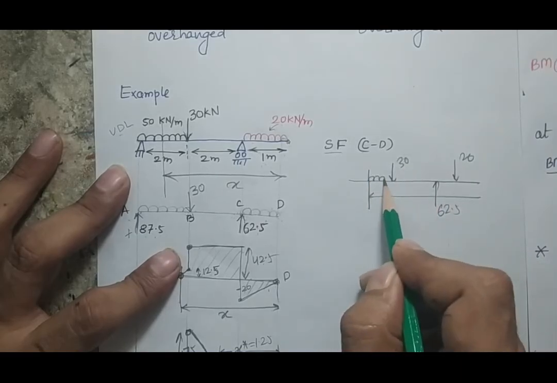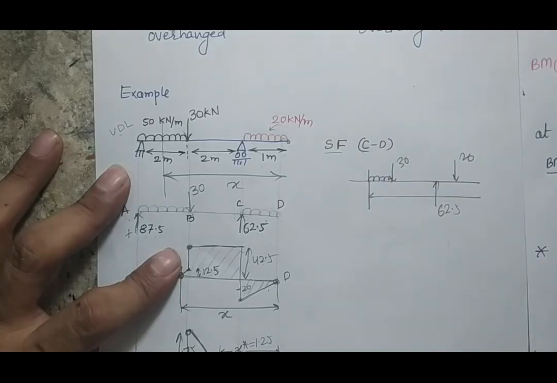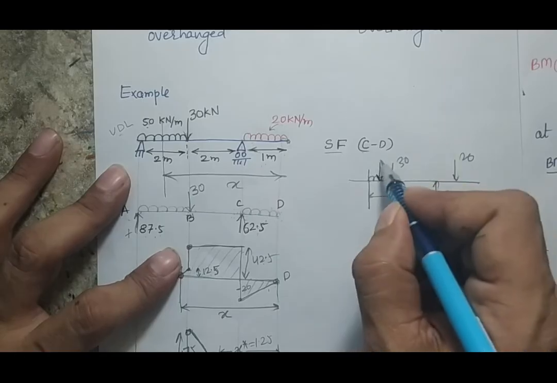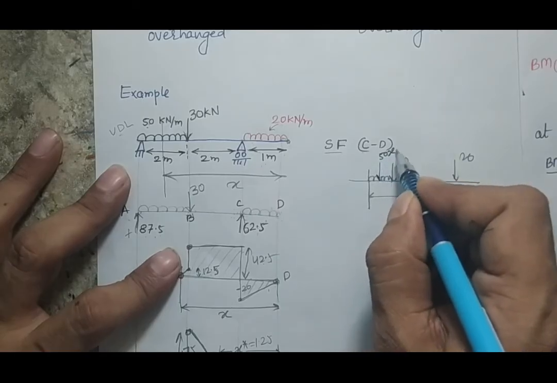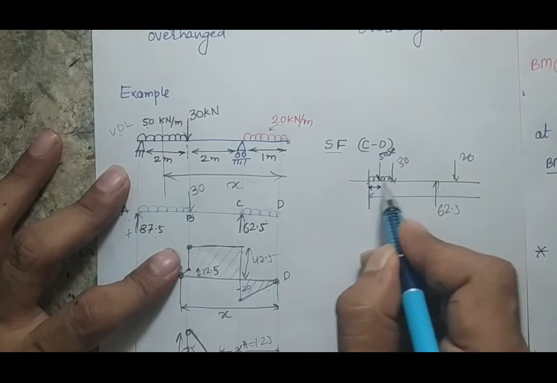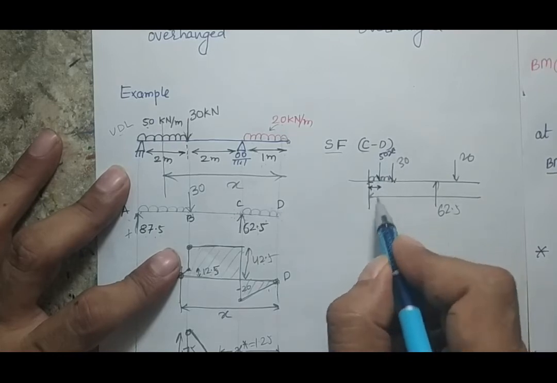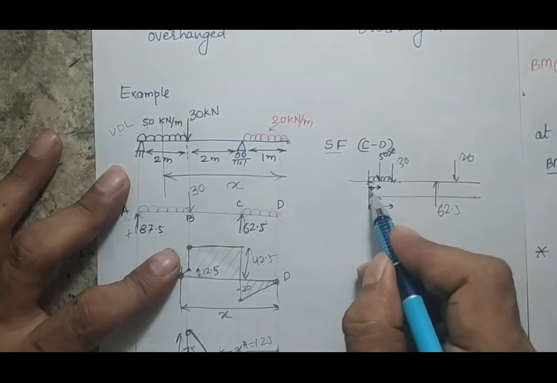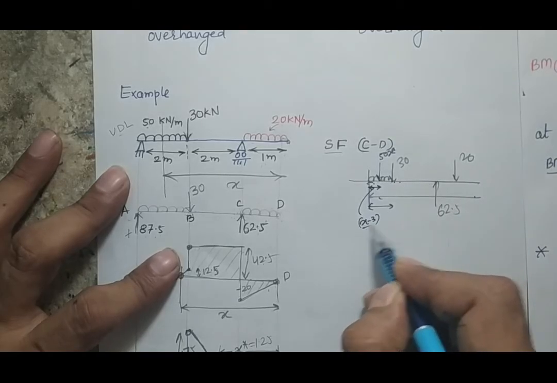So this is a UDL, and that UDL will be considered as a point load of magnitude 50 into x. So this is 50 into x, acting at a distance which is what? Half of this distance. And what is this distance? This total distance is x minus 3. So this distance will be (x minus 3) by 2.